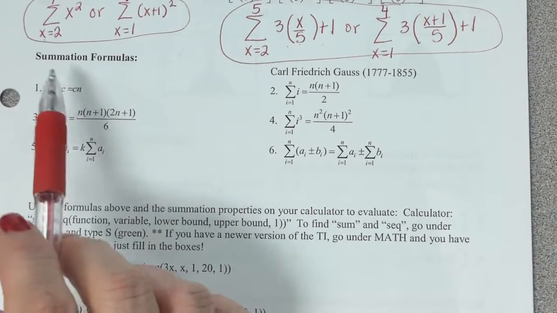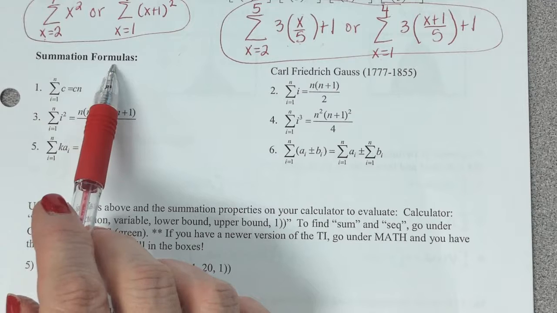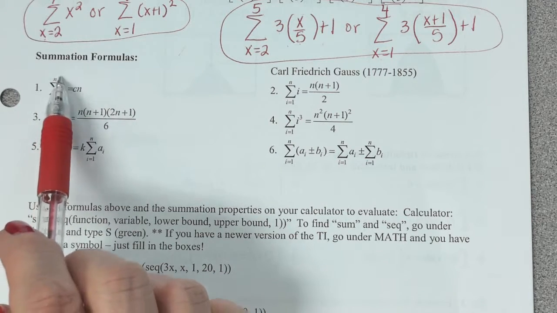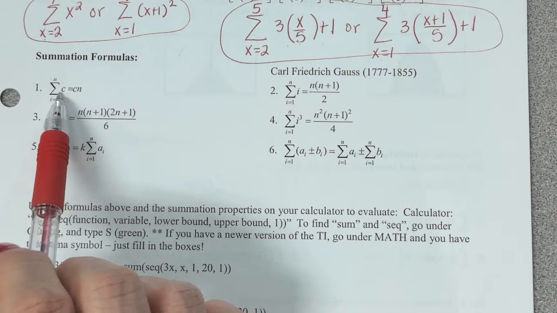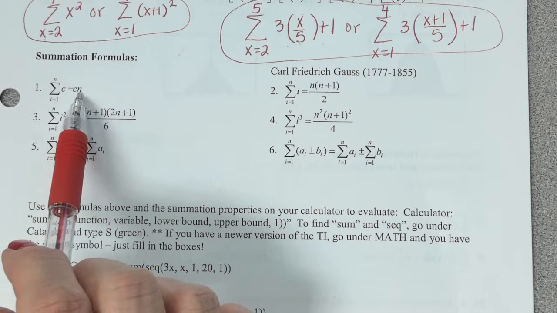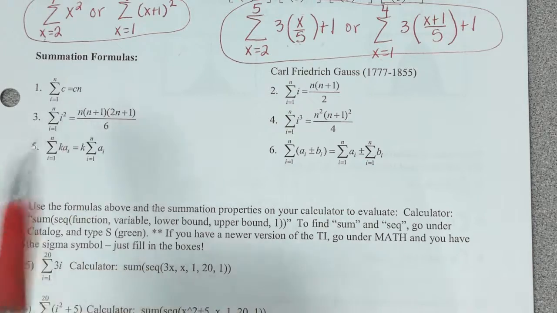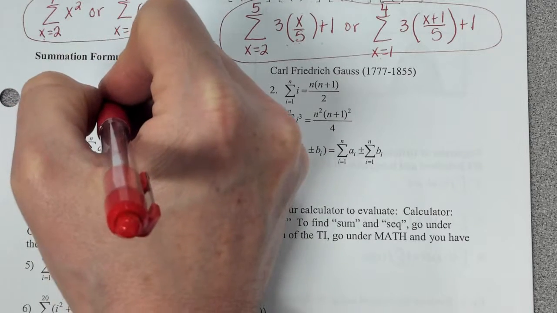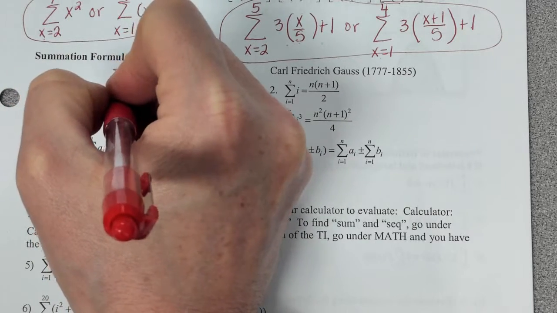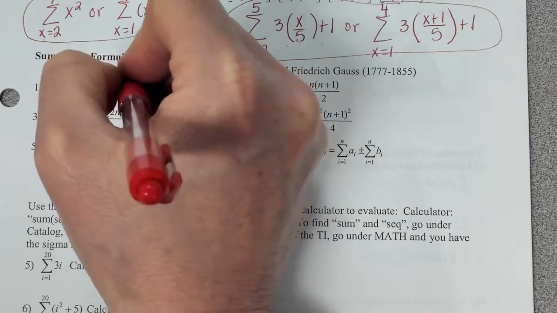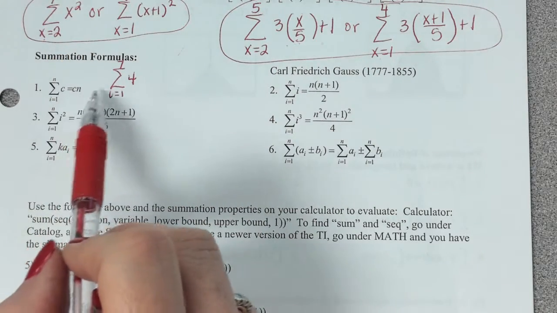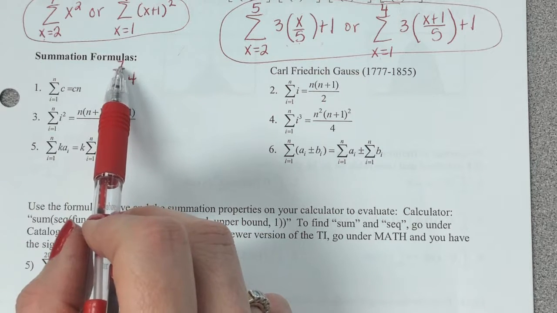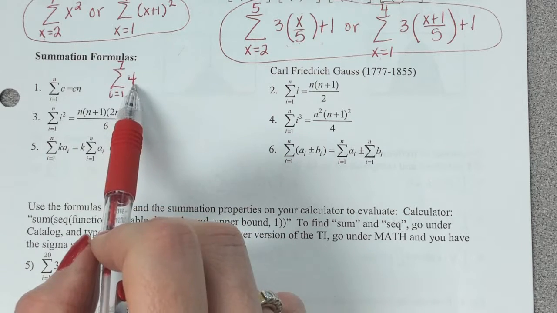All right, so here are some very popular summation formulas. This one says the sum of a constant from 1 to n is just going to be the constant times n. A lot of people don't understand what that means. Let me show you. That would mean I have the sum, and let's say as i goes from 1 to 7 of 4. That would be the way it would look. As we go from 1 up to some value, of the constant.